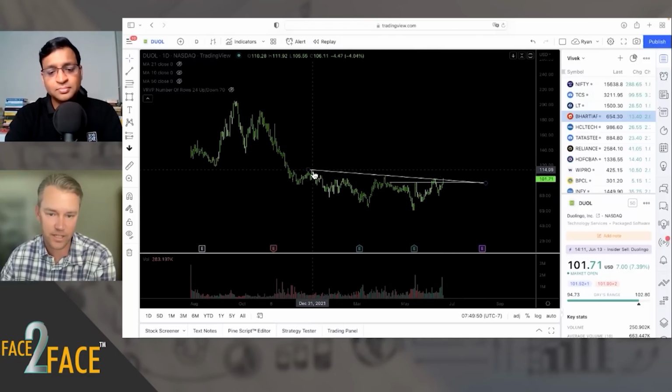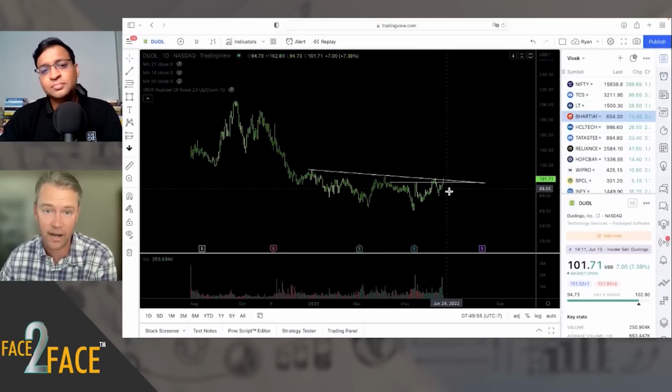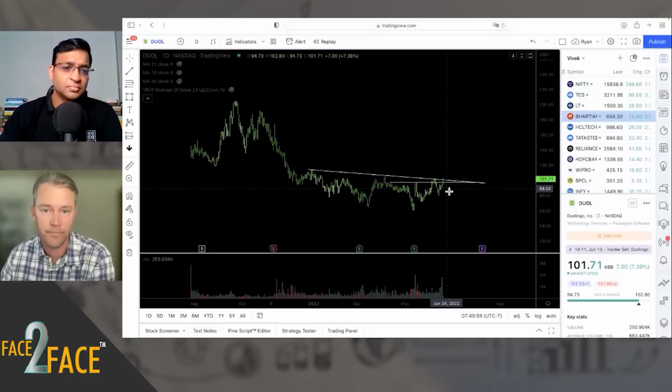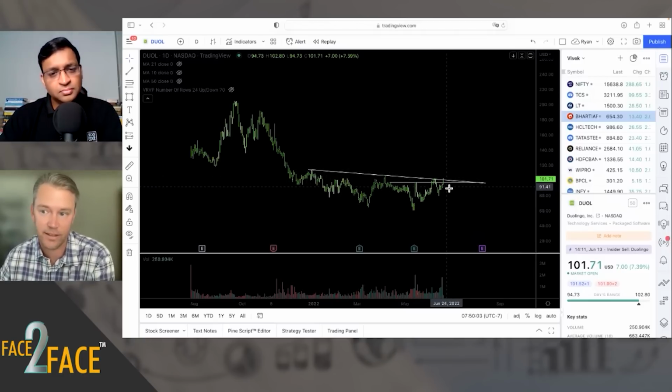And today, it looks like it's trying to break this downtrend line. So this thing's trying to break out while the general indices are kind of stuck, running in place in the sand. And so this is like a sign of relative strength to me.